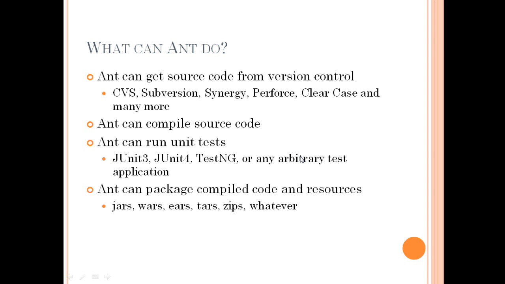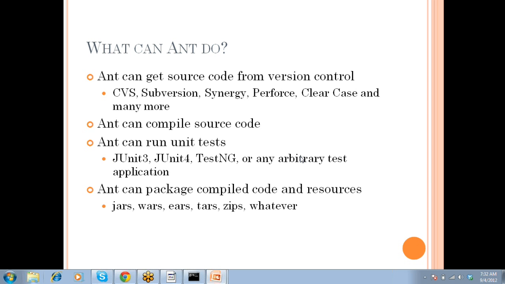Then it can run the unit test cases, and it will compile and package the code as well. The package can be a jar file, a WAR file (web archive), or a zip, whatever it may be. So ANT can fetch your source code, compile it, bundle it, and run the unit tests, all in an automated manner.